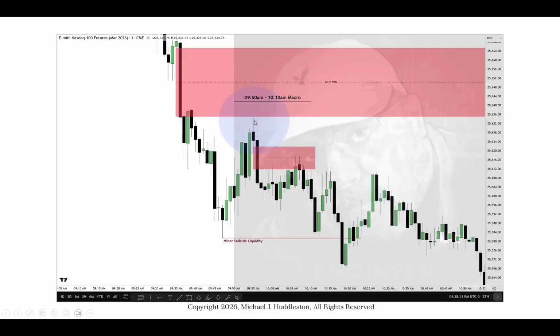During the macro, price trades up to the low of the fair value gap. That's the first presented fair value gap.